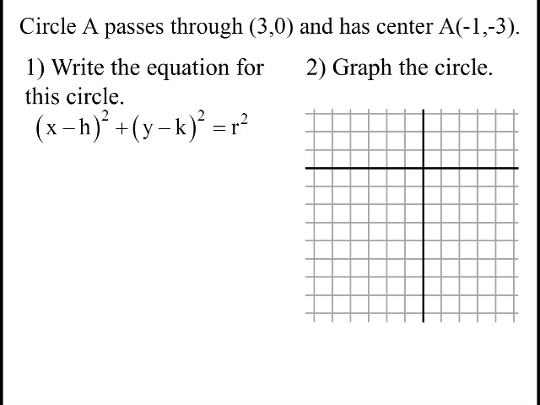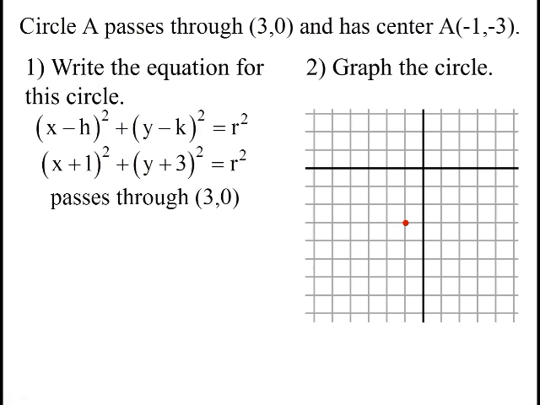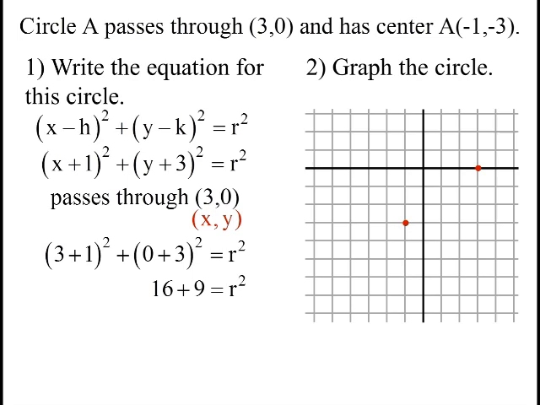Write down the formula. Let's plug in the center point, which is -1, -3. And remember they change sign because it's x minus h, y minus k. And instead of doing a distance formula, we know it passes through 3, 0. Let's plug that in for x and y, because 3, 0 is an x, y point that we know works in the equation. So if we plug that in, there's only one unknown now, r. And we can figure out what that is without using the distance formula. I think this is a little easier.